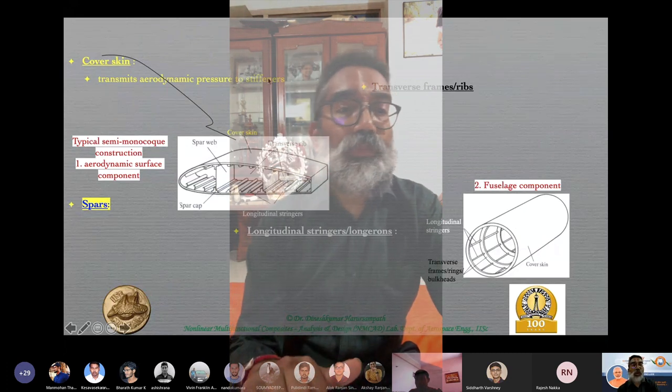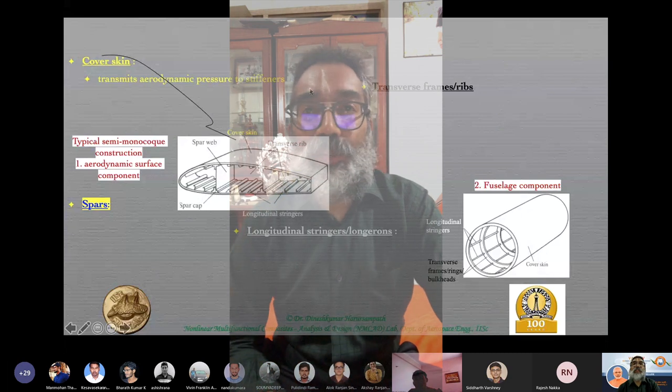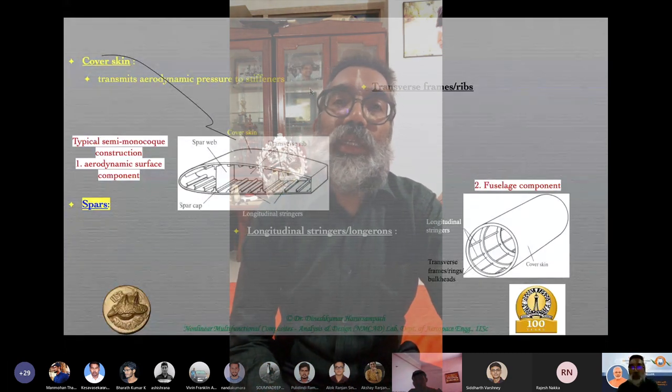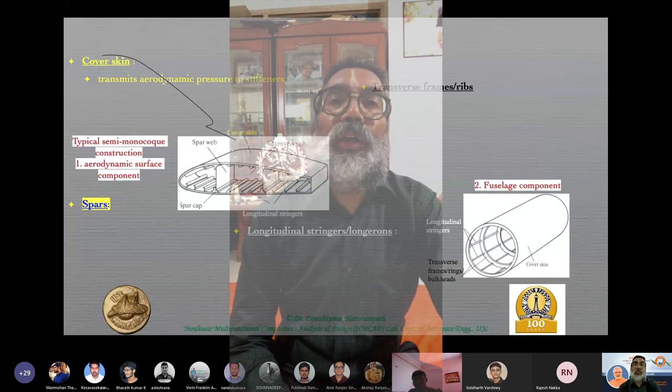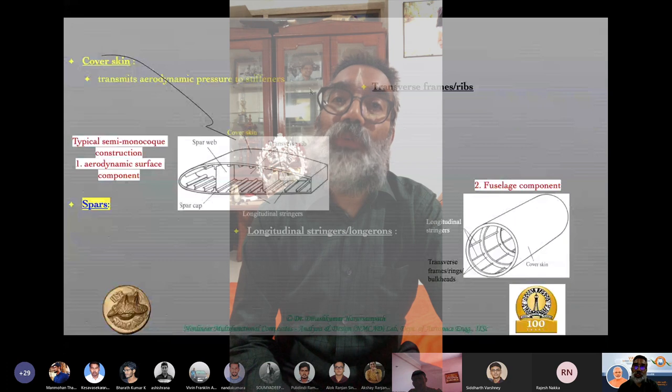So when Reynolds number is low, what it basically means is either it is a slow speed aircraft or it is a very small aircraft, for which you will typically remember to use a monocoque construction.